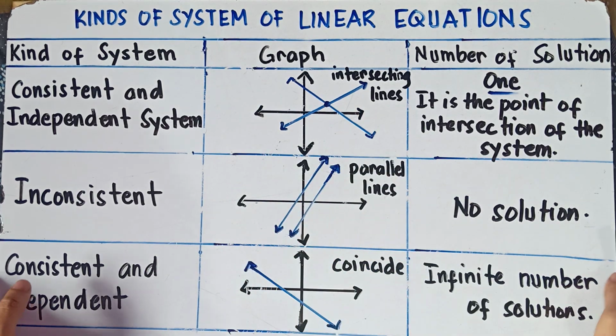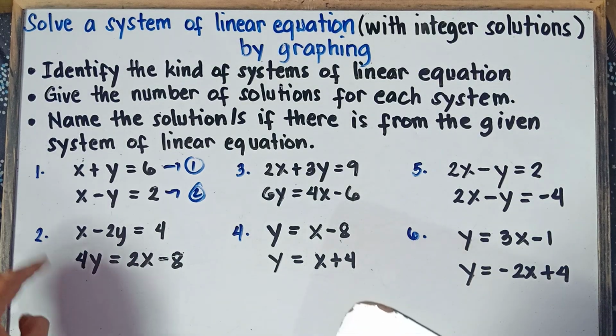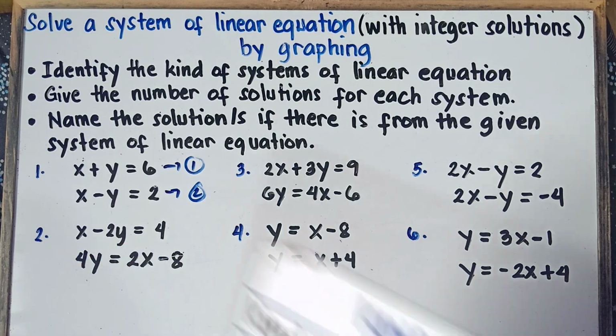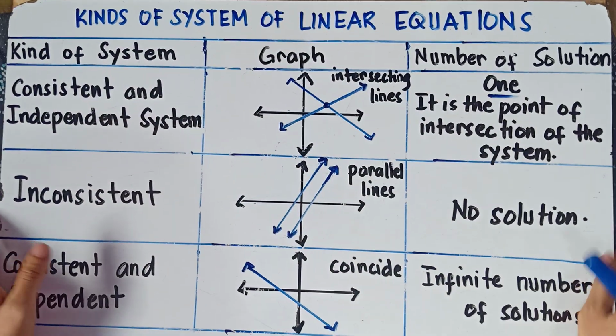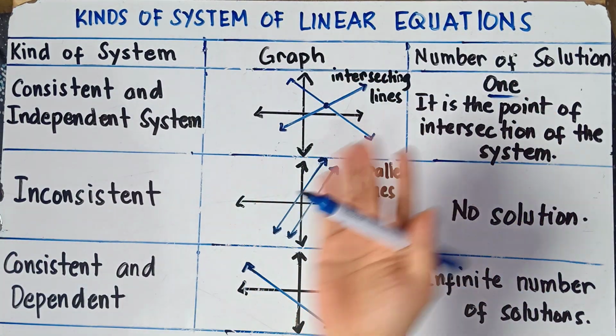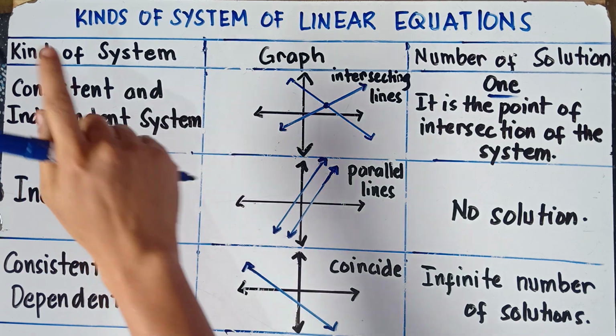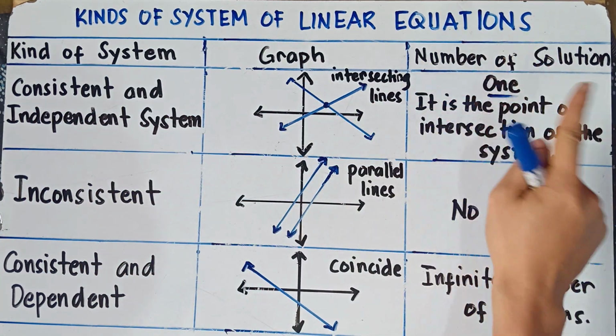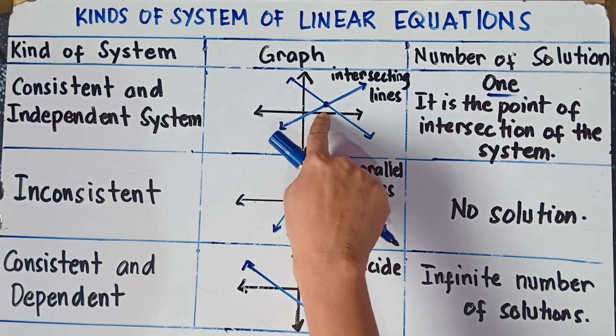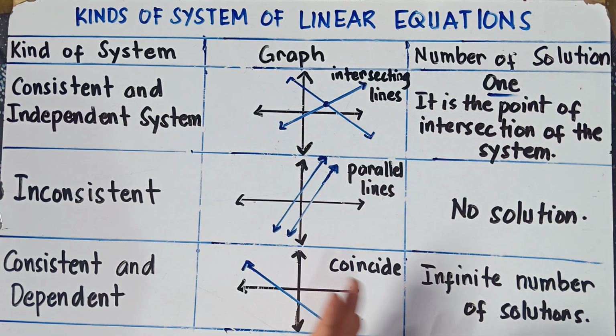Once again class, when you plot this equation, x minus 2y equals 4, and then 4y equals 2x minus 8. When you plot that one, you have 2 intersecting lines, automatic. Your answer there will be consistent and independent system. Number of solutions, there will be 1 solution. Your solution class, there will be the intersection. Okay, we will explain that later on in class.